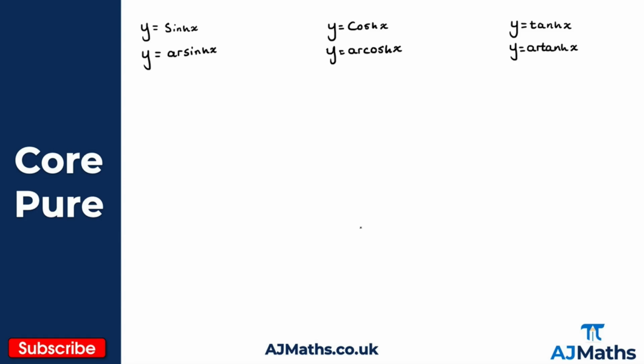Now we do have to be slightly careful here with y equals cosh x, in that we need to restrict the domain. Because if we think about a quick sketch, that's my y-axis, that's my x-axis, then it will cut through at +1. And remember, we have this U shape for y equals cosh x. It will look something like that.